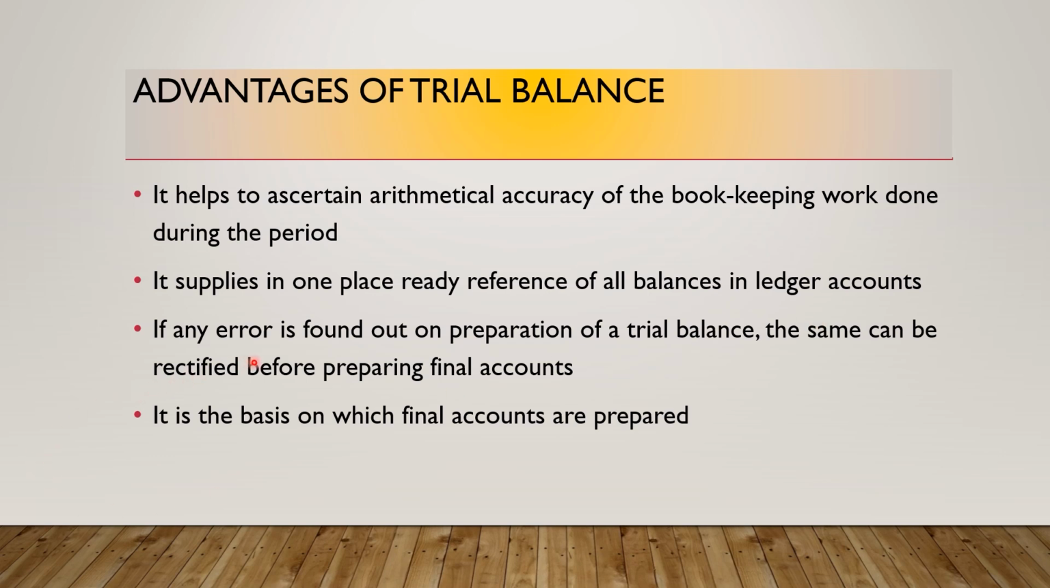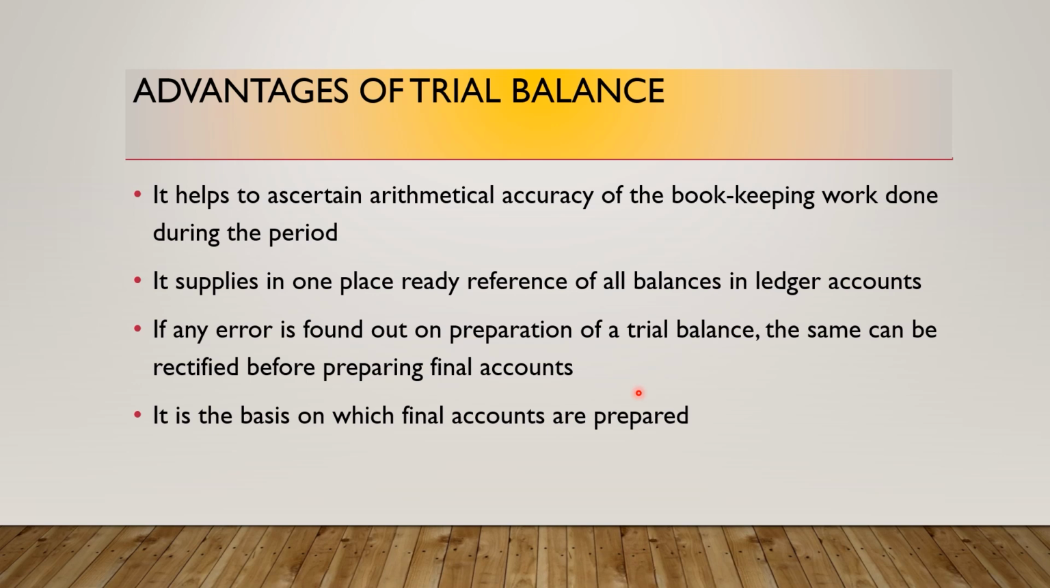If any error is found on preparation of a trial balance, the same can be rectified before preparing final accounts. Now, if our balances do not match or we realize that there is no arithmetical accuracy, then the next step becomes finding out those errors, and trial balance is helping us in locating those errors also. Fine. So these errors have to be rectified. Why? If we don't rectify, then somewhere there would be a problem with our final accounts also, and they will not present the true picture of the firm.